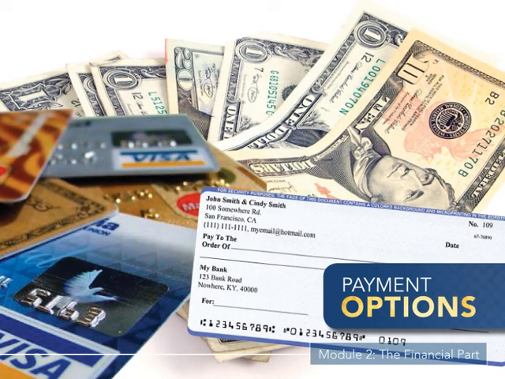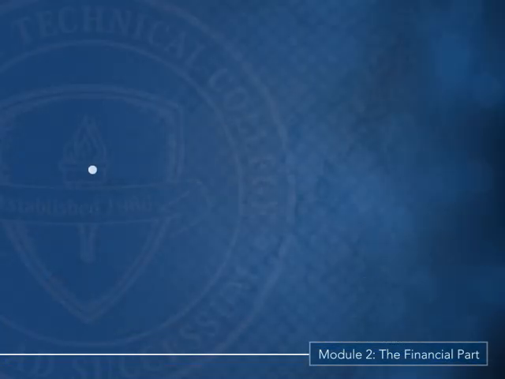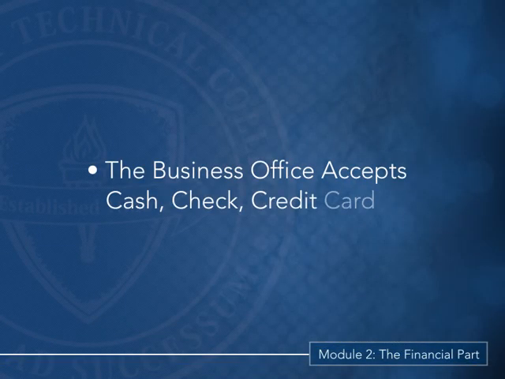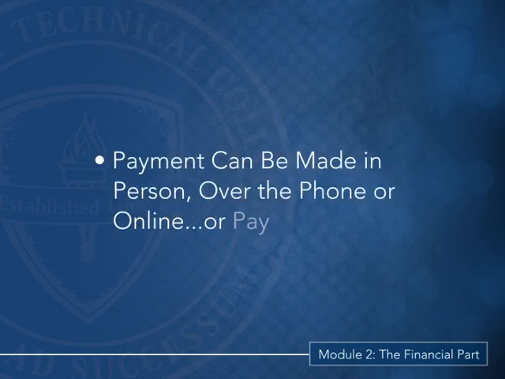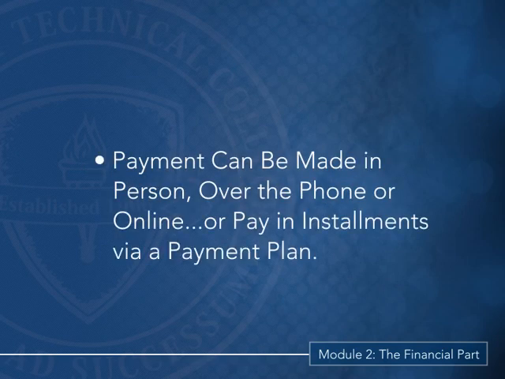If you are not receiving any type of aid or will have to pay a portion of the tuition and fees out of your pocket, there are several ways to pay. The business office accepts cash, check, credit card, or debit card. Payment can be made in person, over the phone, or online. A payment plan is available if you prefer to pay in installments.